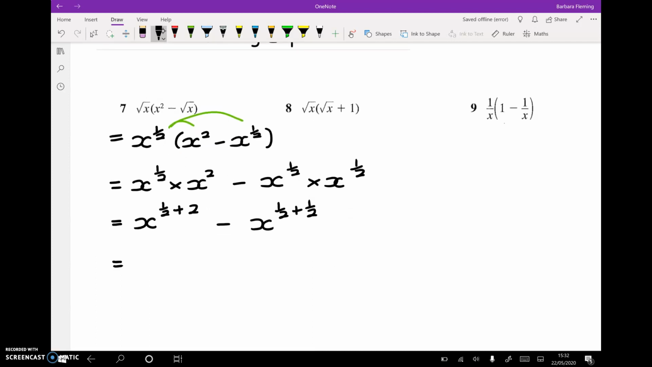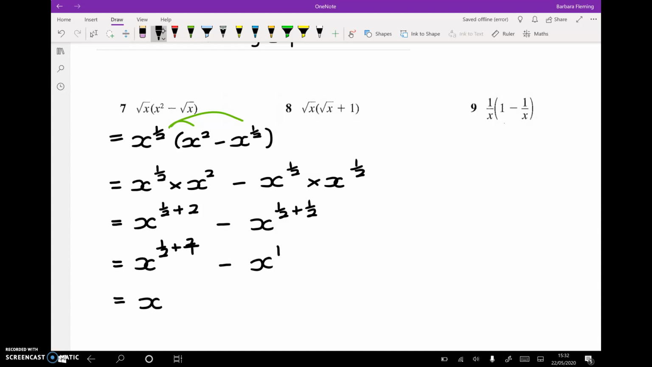Now, we don't want mixed numbers with our indices. That can make it a little bit complicated. So let's make that 2 into a fraction. You can write any whole number as 2 over 1. Take away x to the power of a half plus a half, well, that gives you 1 whole.